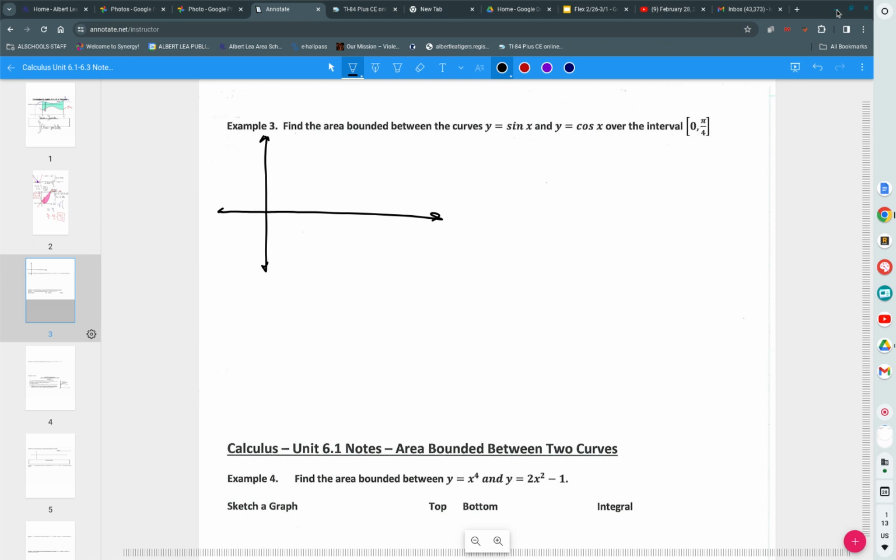Okay, show the person next to you what you got. Show them what you got. Holy cow, that was, wow. I can't draw.